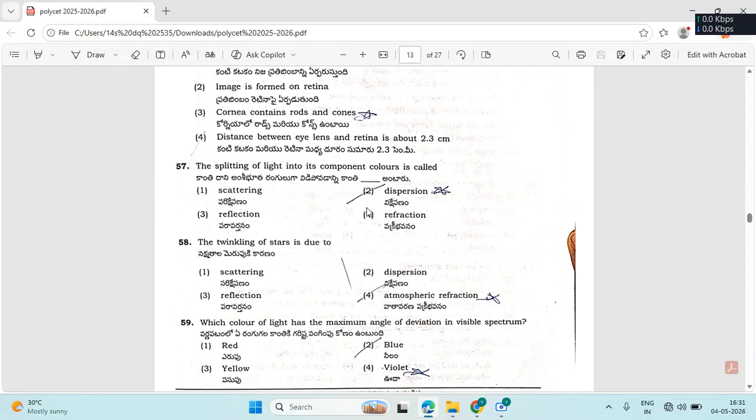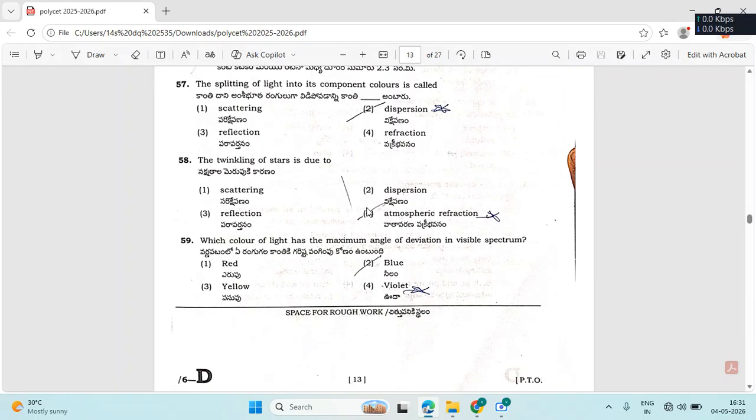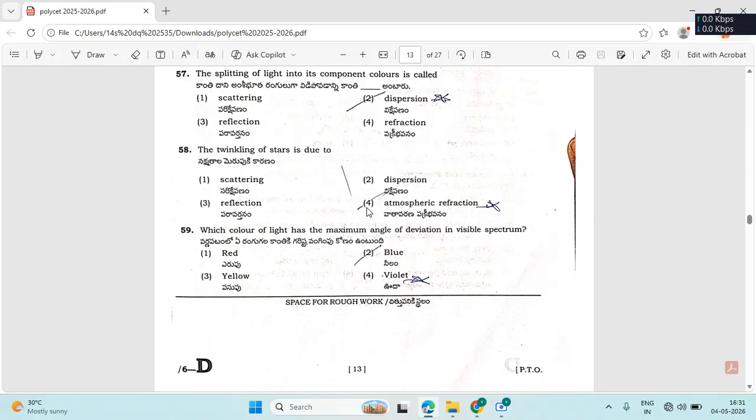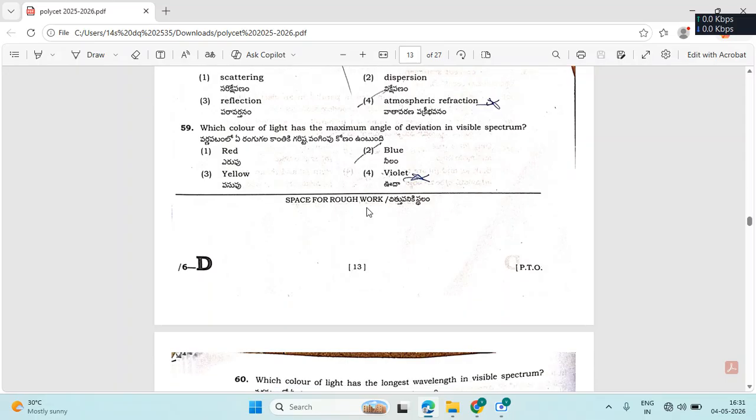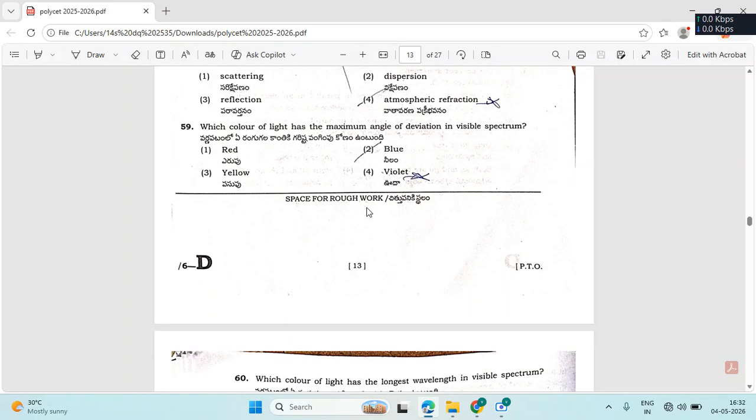The splitting of light into component colors is called scattering, dispersion, reflection, refraction. The correct option is 2 and the answer is dispersion. The twinkling of stars is due to scattering, dispersion, reflection, atmospheric refraction. The correct option is 4 and the answer is atmospheric refraction. Which color of light has the maximum angle of deviation in the visible spectrum? Red, blue, yellow, violet. The correct option is 4 and the answer is violet.